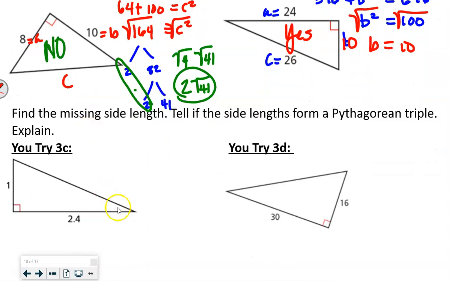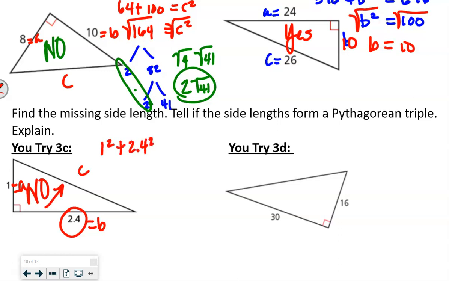Okay, this next one down here says, again, find it. So I notice immediately there's a decimal there, so this answer is no for sure because it's not a whole number. But we're still going to do our A, B, and C. So this is going to be my A, this is going to be my B, and notice this is my C again because it's opposite the right angle. So we're going to do 1 squared plus 2.4 squared is equal to C squared.